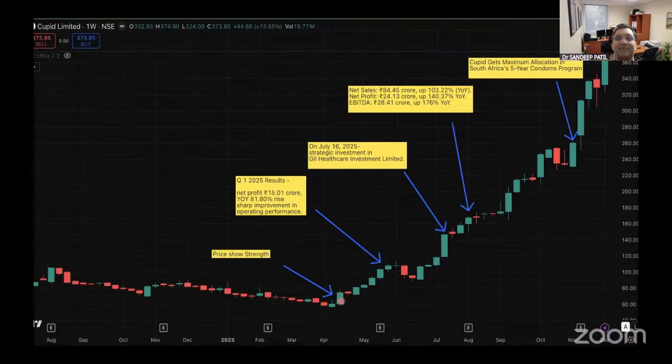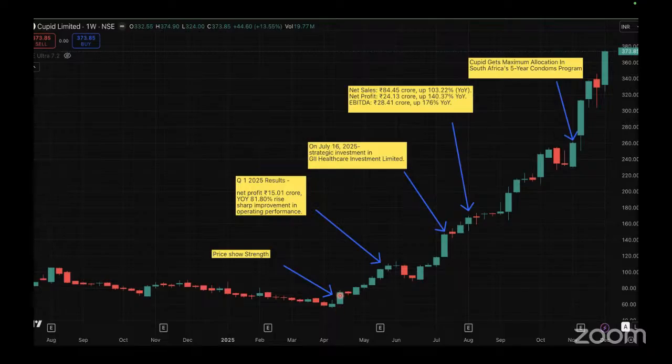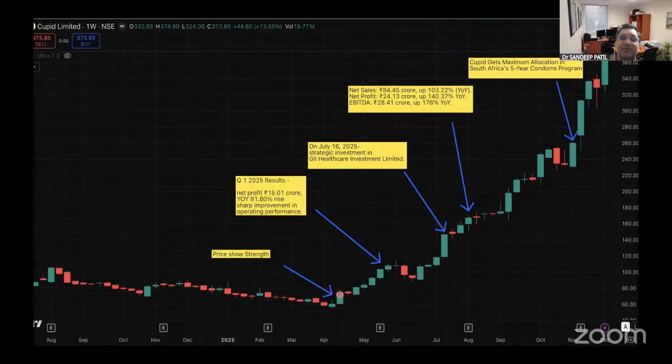We saw the bullish engulfing, and here the chart showed the first sign of strength. It showed that the trend has reversed.